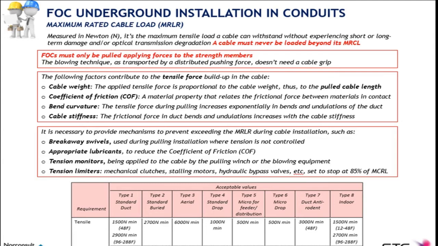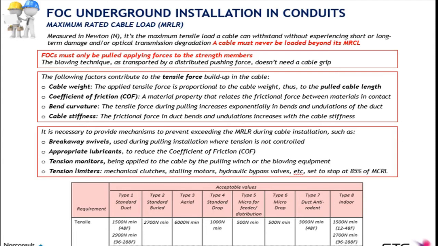You have to check cable data sheets to find out what that value is. If you don't have the cable data sheets, you must know that STC defines a minimum value for the maximum rated cable load that all manufacturers have to meet. They can exceed that value, which means that the cable is stronger, but they cannot fail to meet it, not get up to the value. So that is the minimum value. And those values are shown down here on the table.